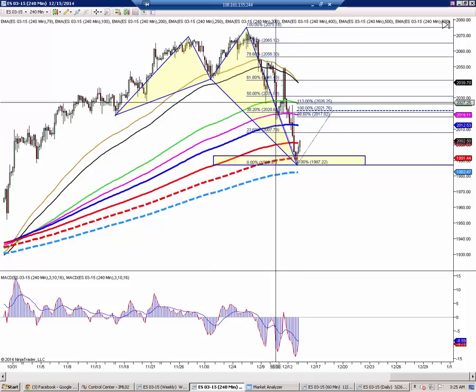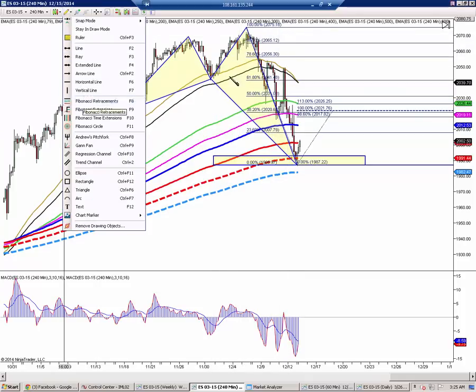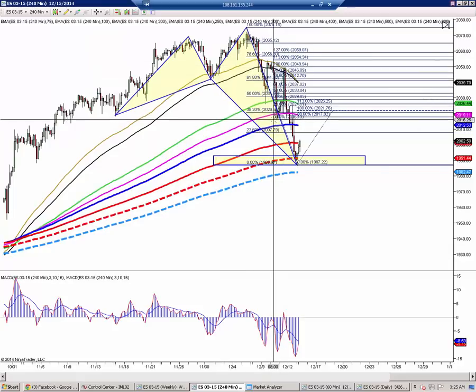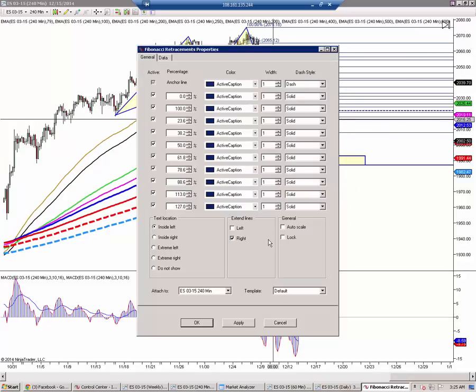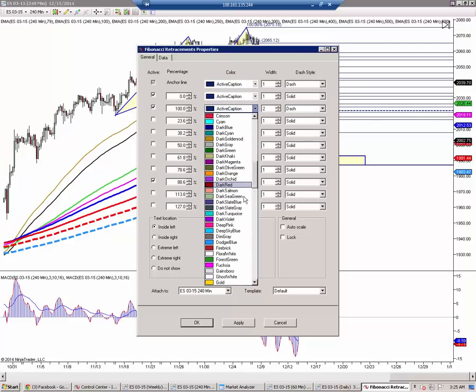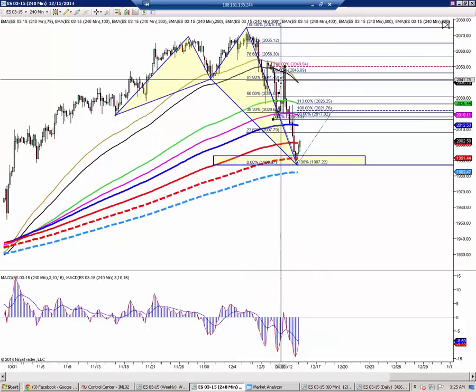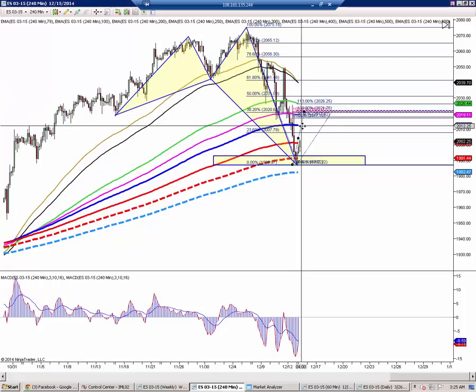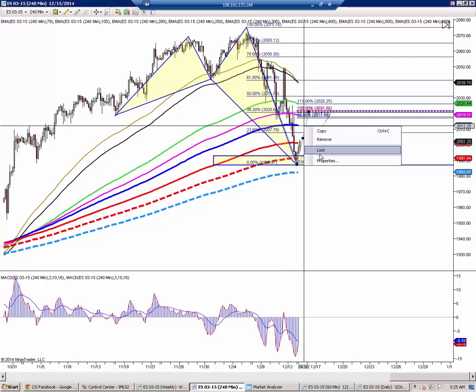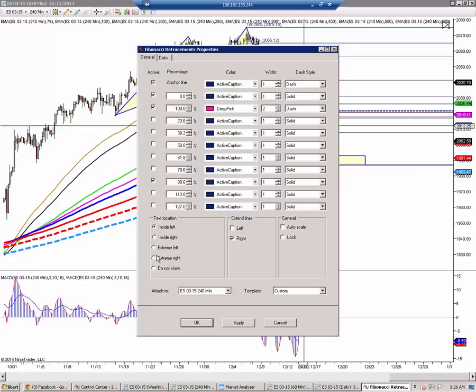We're also going to watch this last retracement up. I'll show you how to lay in your levels. Definitely want to keep that. Then you have your 100%. Let's throw a little color in there, a deep pink, and we're going to drag it all the way down. Let's fix everything to the extreme right.